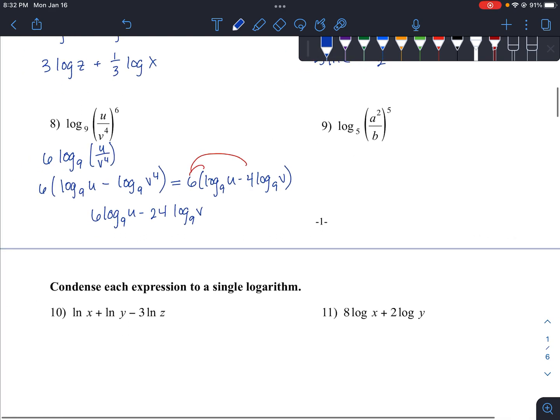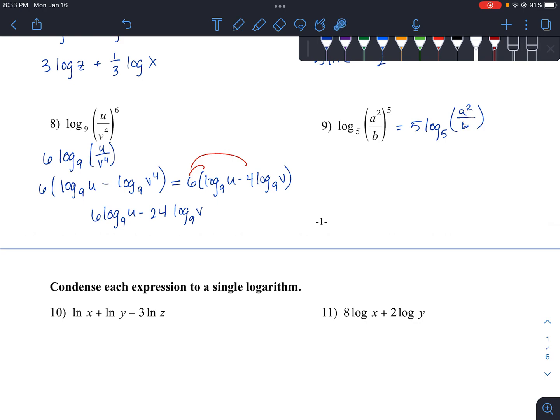For number 9, again, I have this power that I'll need to drop before I expand these two right here. So I'll drop the 5. So this will be equal to 5 log base 5 of a squared divided by b.